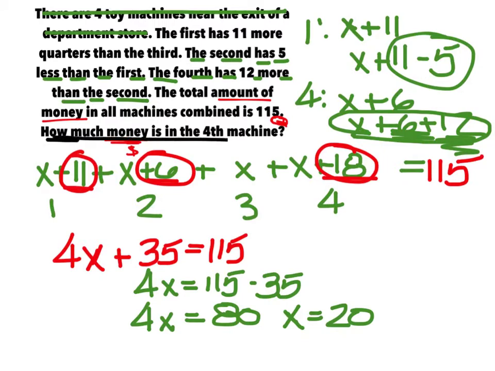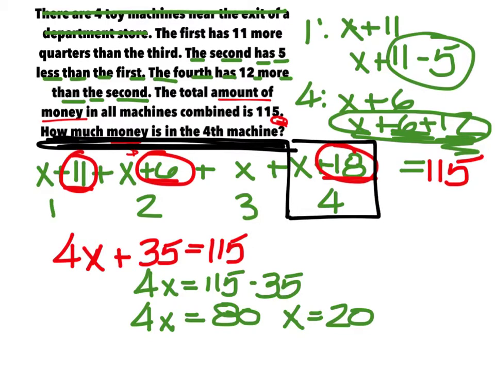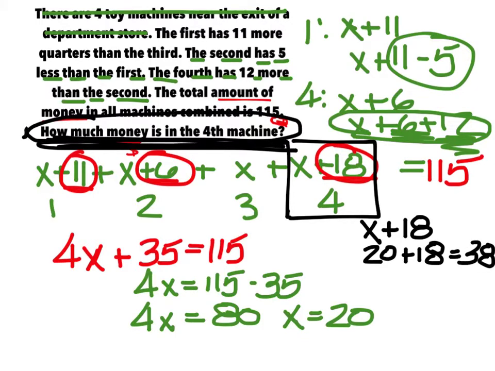How much money is in the fourth machine? Here's the fourth machine. X plus 18. So 20 plus 18 would be 38. We have 38 quarters, but remember what I told you about this sentence. I want to know exactly how much money is in there. How would I change 38 quarters into dollars and cents? Divide it by 4. So 38 divided by 4 is how much money? $9.50, yes.